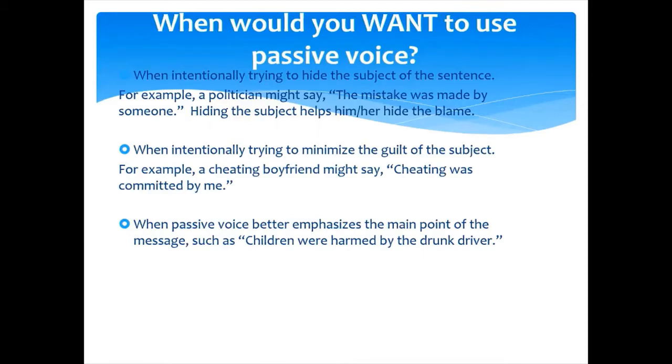So that person in this sentence is accepting his mistake. Third, when passive voice better emphasizes the main point of the message, such as children were harmed by the drunk driver.